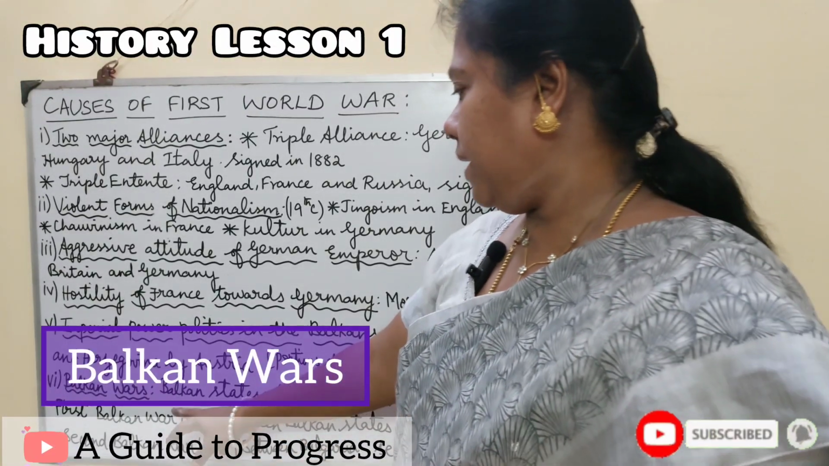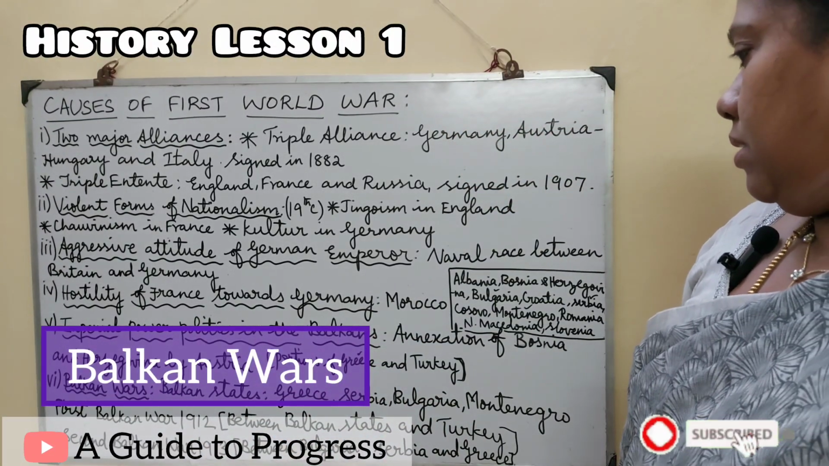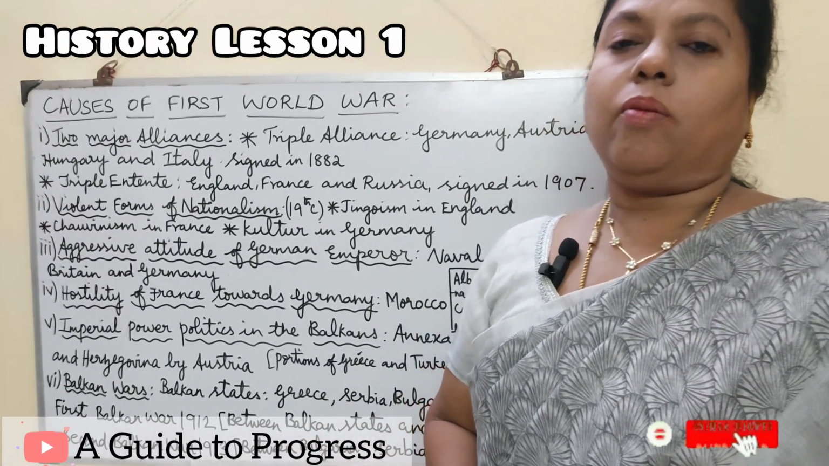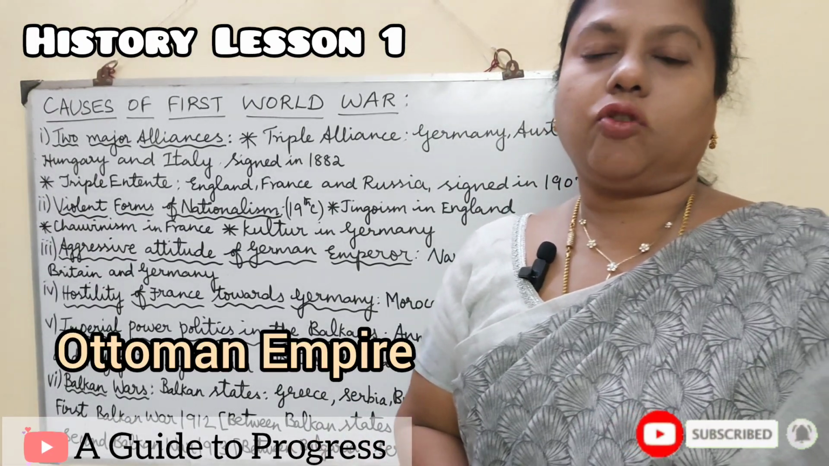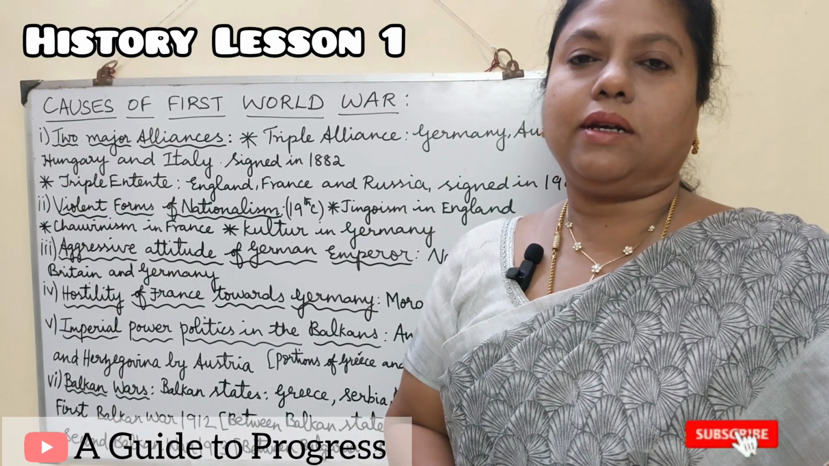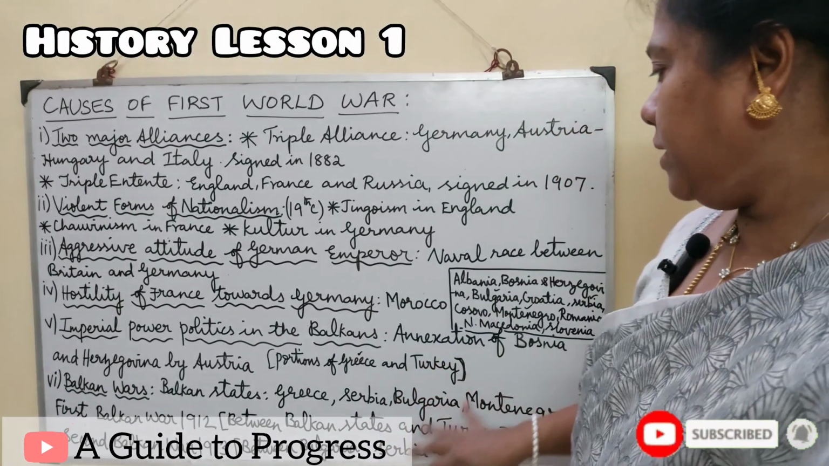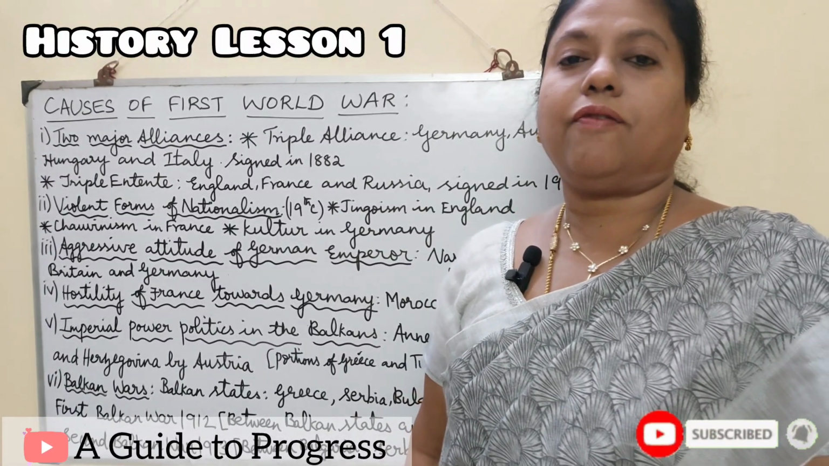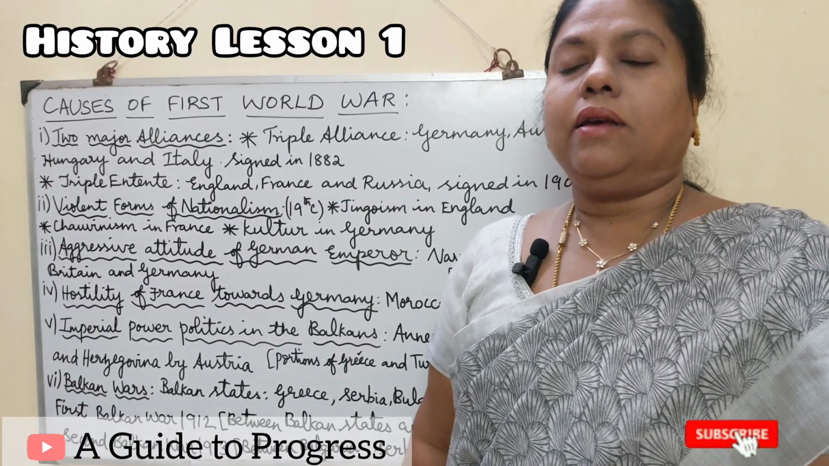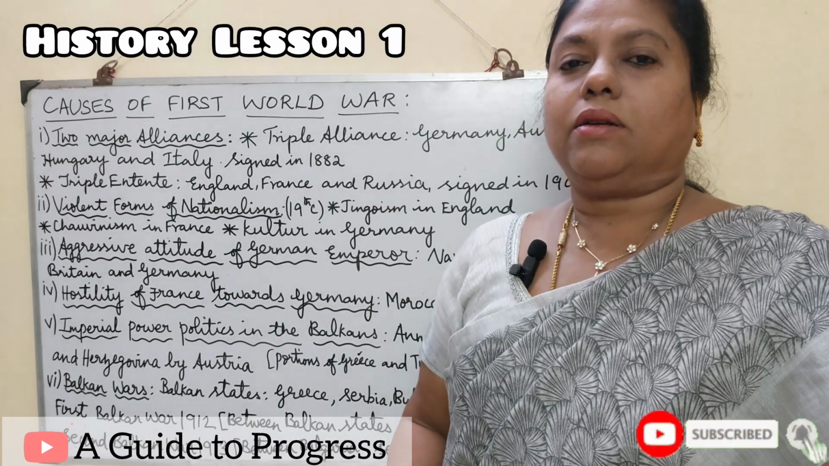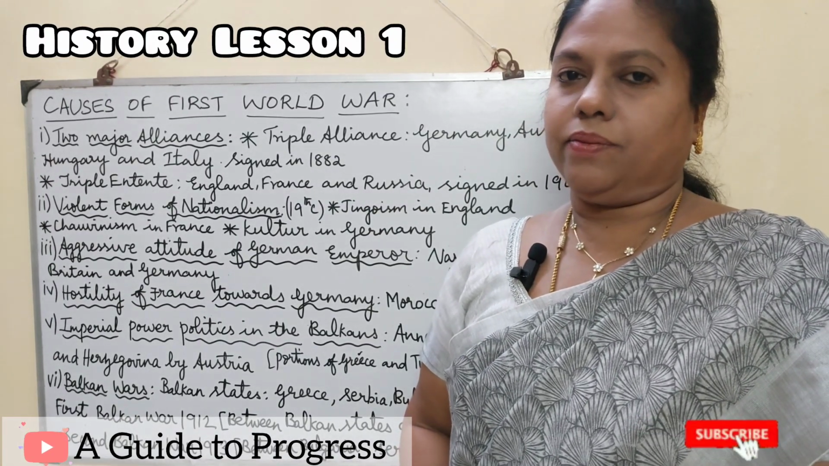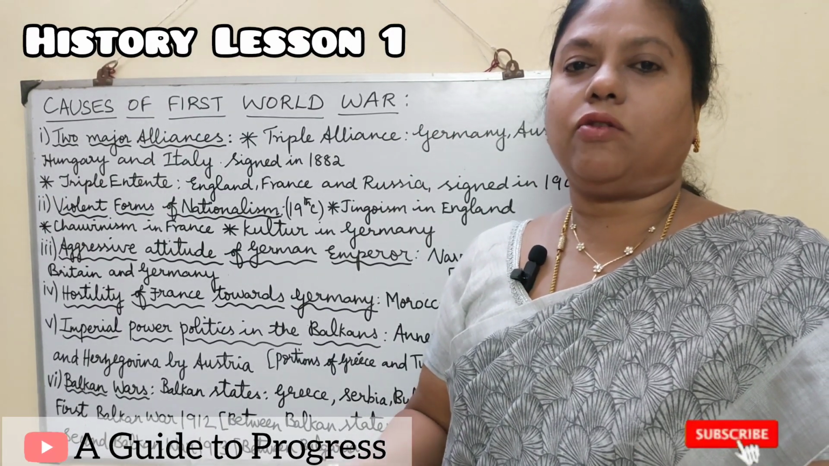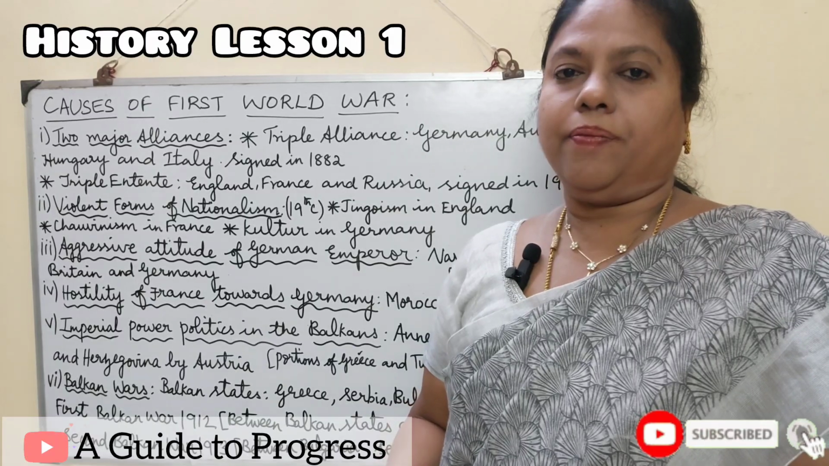Next, we move on to the Balkan Wars. In the Balkan region, the Ottoman Empire of Turkey was very strong, and Turkey brought all these Balkan states under its control. But in the latter half of the 18th century, this Turkish Empire became weak. So the Balkan states started to secede from the control of Turkey.